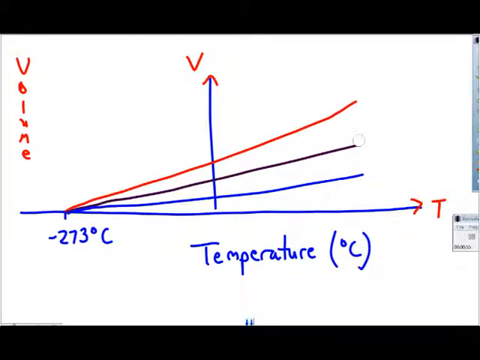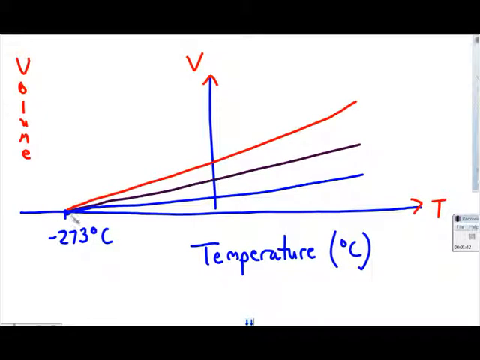I got 3 different samples of gas, and I noticed that as I cool them down, temperature along the x-axis, I noticed that volume, which is on the y-axis, decreases as temperature decreases. All 3 lines, all 3 gases, converge at the same point. They all reach the x-intercept. They all reach a volume of 0. They all take up 0 space when they reach this temperature, negative 273 Celsius. That is absolute zero. Absolute zero is negative 273 Celsius.